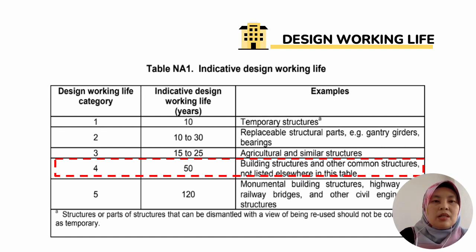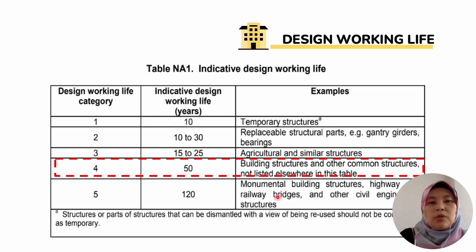This design working life is given in the Eurocode. Table NA1 gives us the indicative design working life that we are going to use in the design process. Usually, the design working life that we will be using in our design is design working life category 4, where the indicative design working life in years is 50. And this is suitable for building structures and other common structures that are not listed elsewhere in this table.